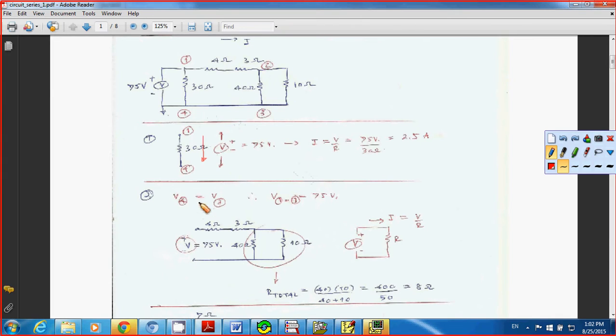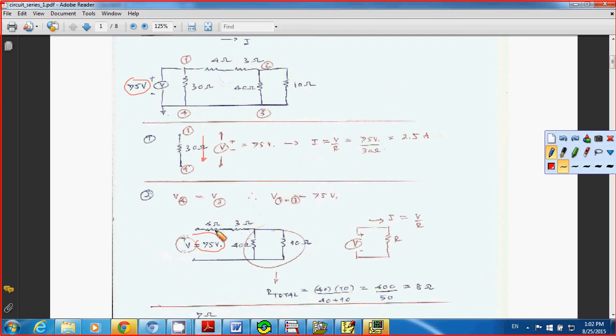And now you take a look at node number 4 and number 3. They all connect to the ground, so they have the same voltage, equal to 0. And now we look at the voltage difference between node number 1 and number 3. You can take a look at this one here. Node number 1 is connected to the positive side of the supply voltage, and node number 3 is connected to the ground of the supply voltage. So the voltage difference between node number 1 and number 3 is going to be 75 volts. And that's why I have 75 volts here.